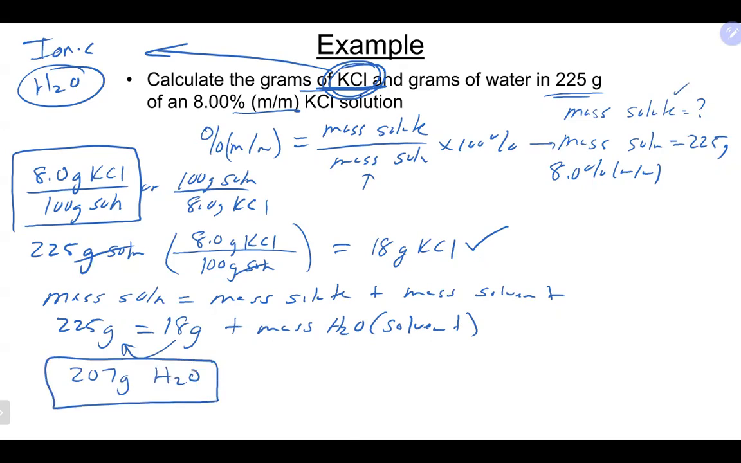So this solution here is basically made up of 207 grams of water and 18 grams of KCl. Mix it together, and you just made an 8% by mass solution. Any question on either of those things there?